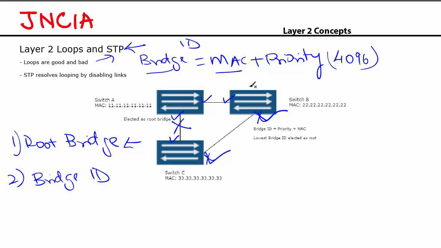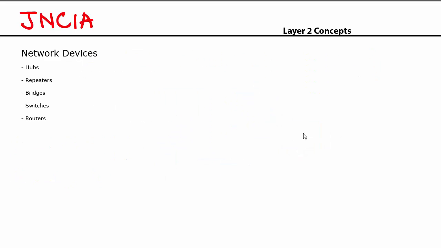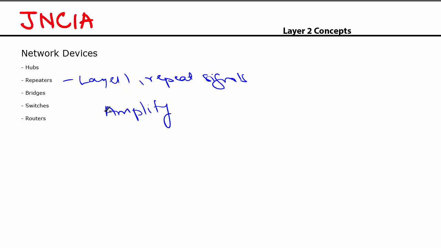Let's now talk about network devices. Network devices can be classified mainly into 5 types: repeaters, hubs, bridges, switches, and routers. Those are the major classifications. Let's first look at repeaters. A repeater is a layer 1 device, and just as the name sounds, it is used to repeat signals. The important thing to remember here is that a repeater does not amplify your signals. It only repeats the signals.